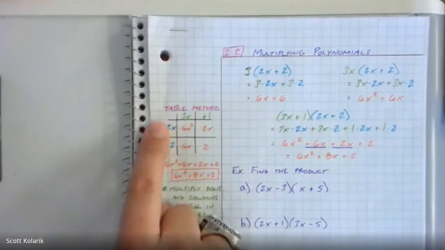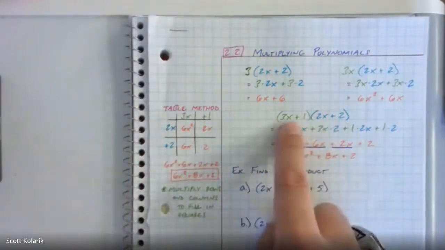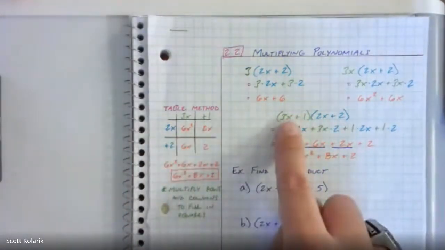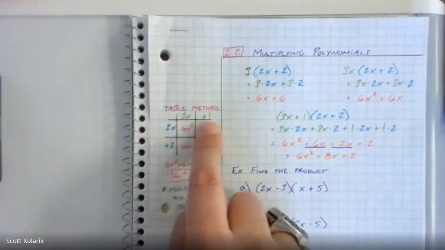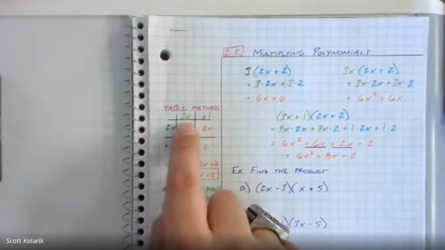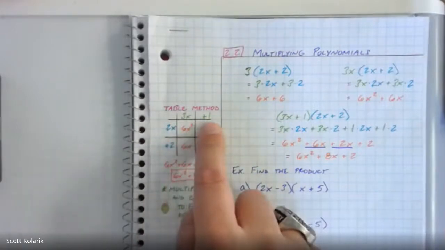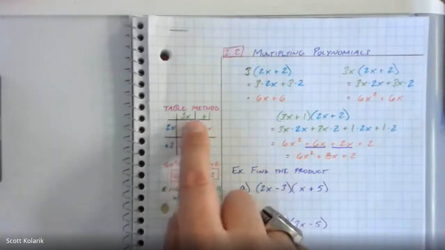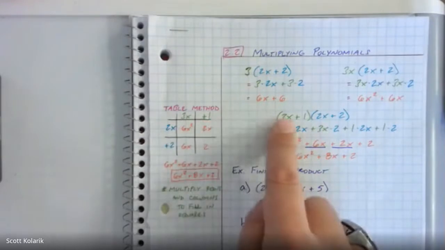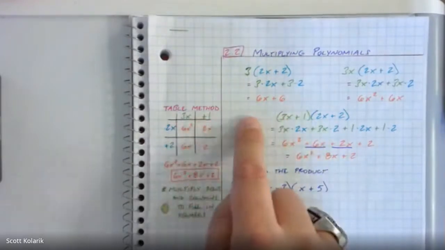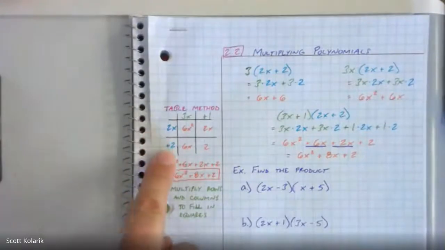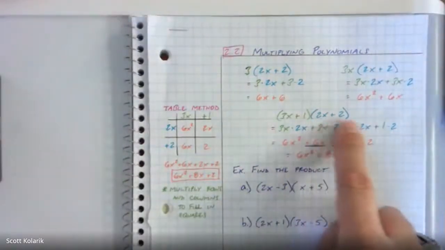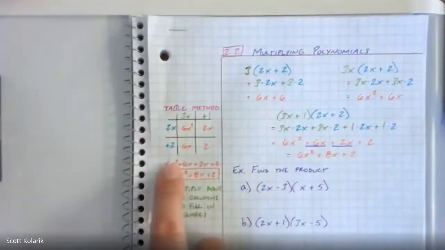Okay, but for table method, just to describe this for anyone that's interested, here at the top of the columns and here on the side of the rows, this is just the same example over here. These represent each of the parentheses. So for instance, up here I had 3x plus 1, and it really doesn't matter which one's which. But here I had 3x and then plus 1. It's just each of the monomials for each column. And if there was more than two objects, I would just make more columns. And then here on the rows, I have 2x plus 2. That's just this other parentheses. If there were more objects, I would have more rows.